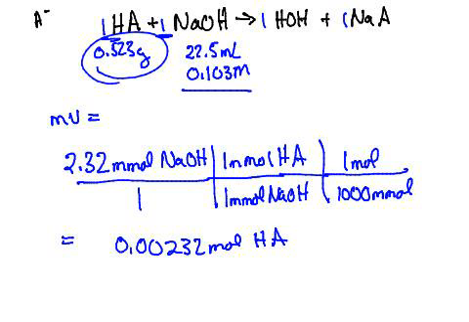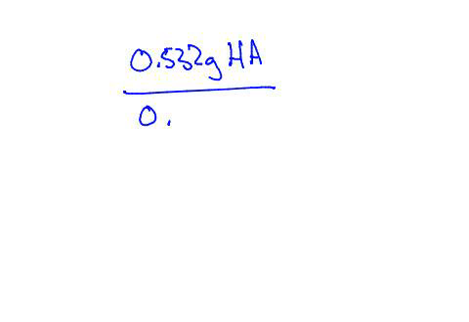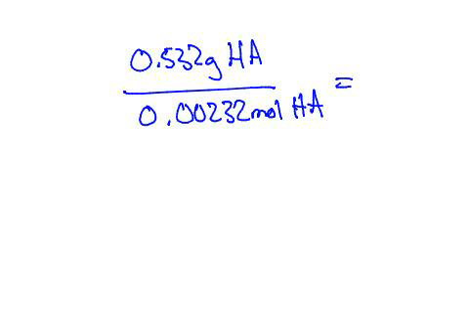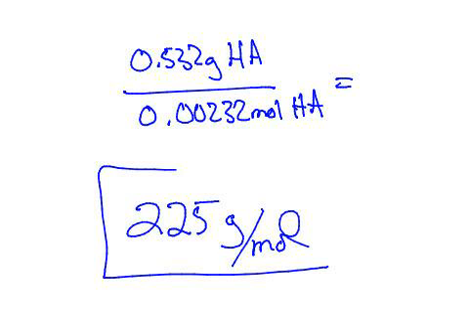Now, we knew we had 0.523 grams of HA, so if I take 0.523 grams of HA and divide by 0.00232 moles of HA, grams divided by moles gives me a molar mass, and it's 225 grams per mole. Weird. Big. That would be a big acid. Huge. Well, it would be like citric and some of the bigger acids like tartaric and stuff like that. It could happen.